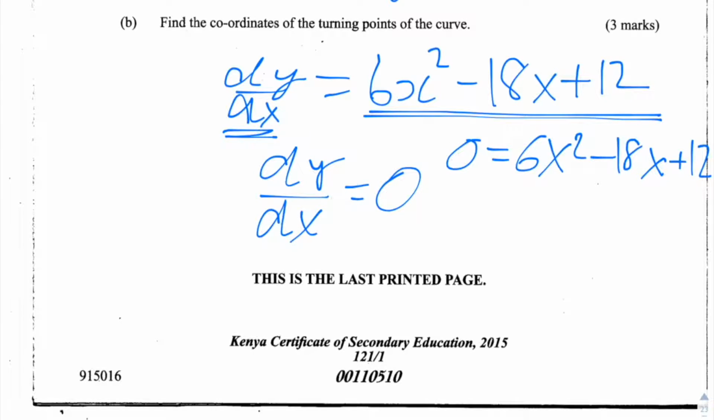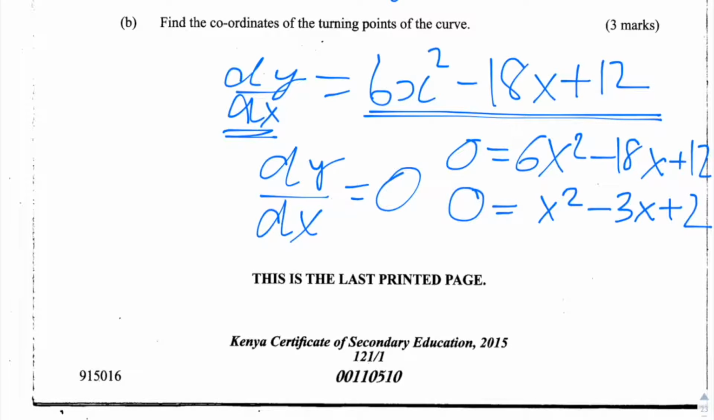And since 6, 18 and 12 are all multiples of 6, we can simplify this and still get the same answer. So we can get 0 is equal to x squared, that's 6x divided by 6 is x squared, minus 3x, minus 12 divided by 6 is 2, so plus 2. So let's solve here, and we can in fact put this into brackets.